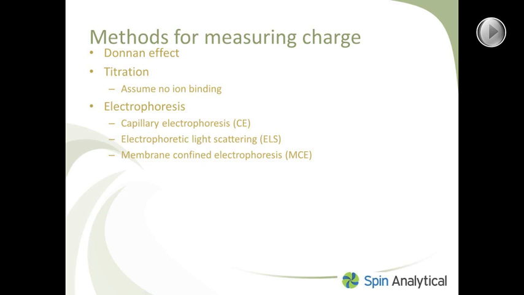There are 3 different kinds of devices that are available. They all have advantages and disadvantages. The one, to my mind, that is the very best is the membrane confined electrophoresis. It is the most accurate and requires the smallest volume of material.